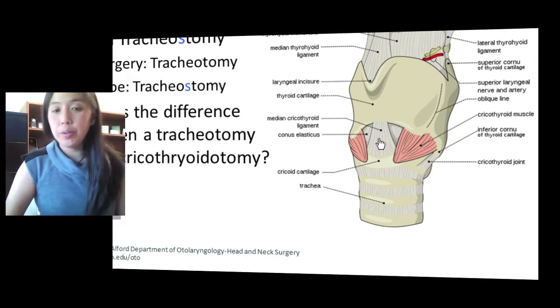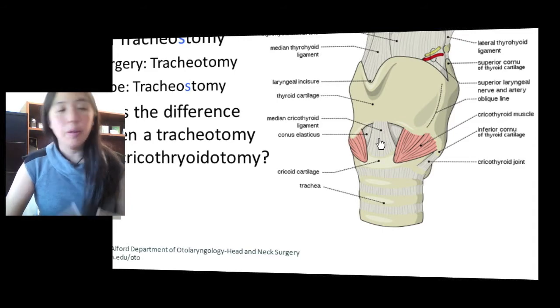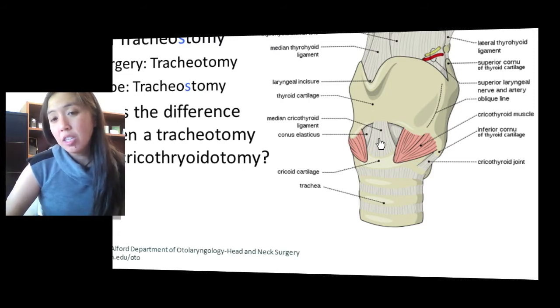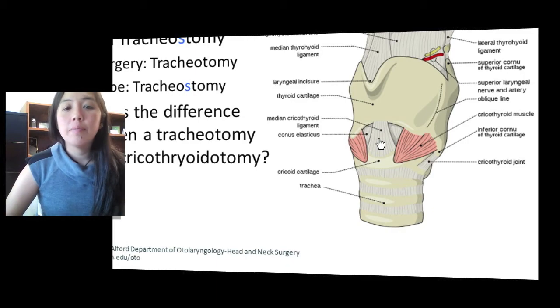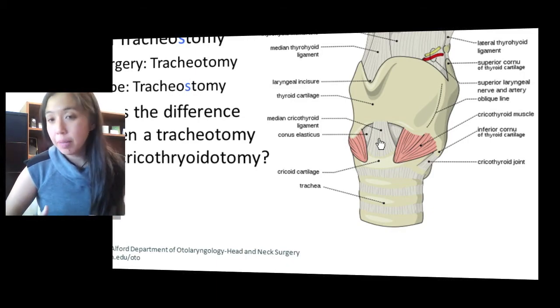Why would you choose to do a cricothyroidotomy over a tracheotomy? So you're in the OR, anesthesia induces, but they can't mask the patient, they can't intubate the patient, they can't place a tube, and the patient's desatting, they're about to die. That is the circumstance in which you do a cricothyroidotomy.